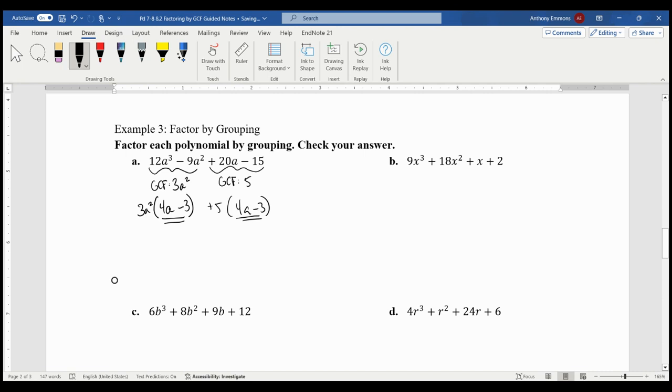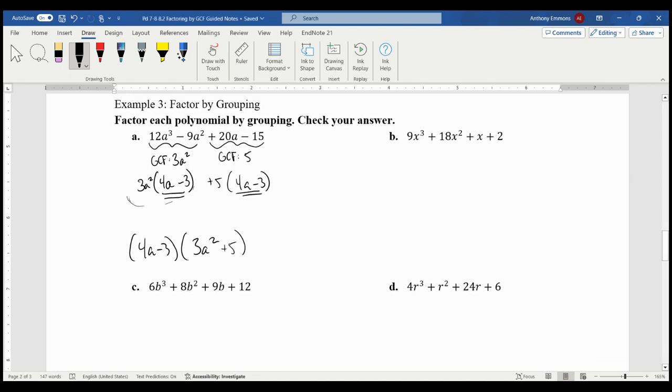Once I have identified that common binomial, I can write it. And if I do that division, if I divide this first half by 4a minus 3, it would just be 3a squared. And if I divide this second half by 4a minus 3, it's just plus 5. And that's my final answer. 4a minus 3 times the quantity, 3a squared plus 5.